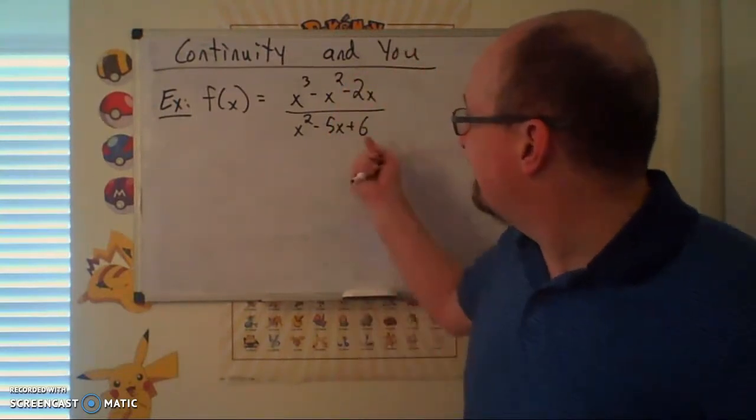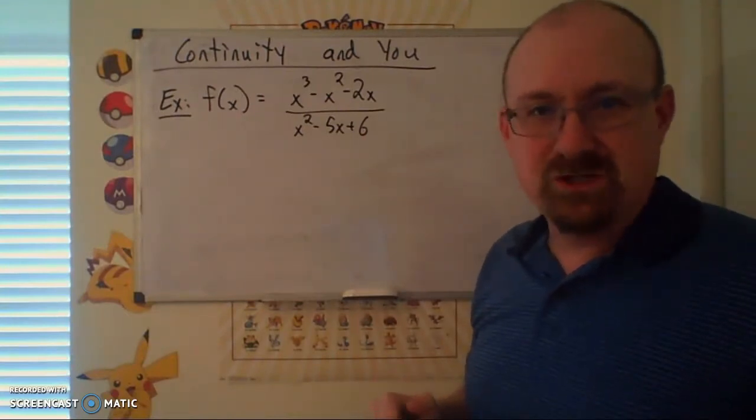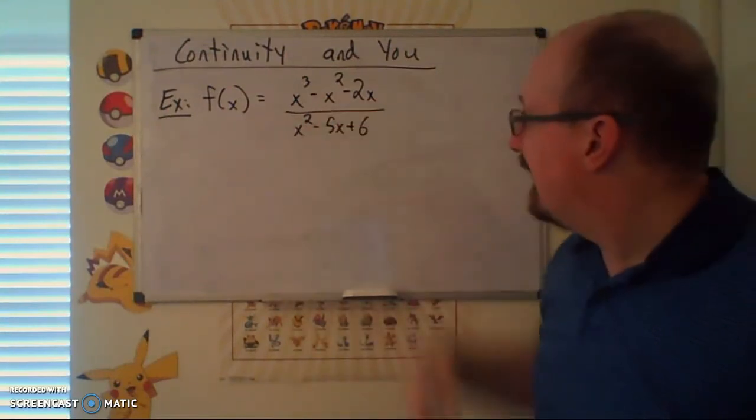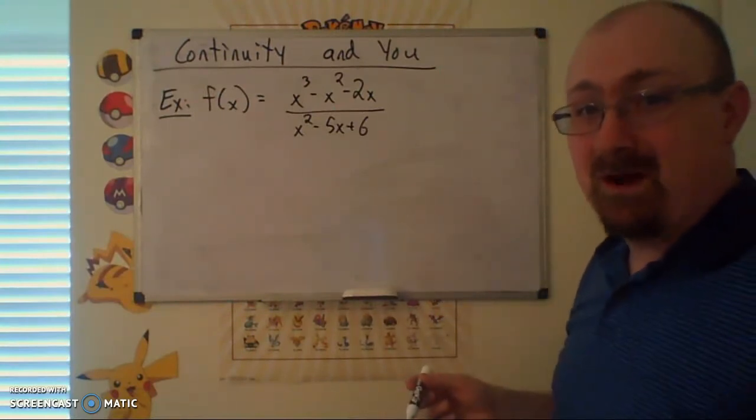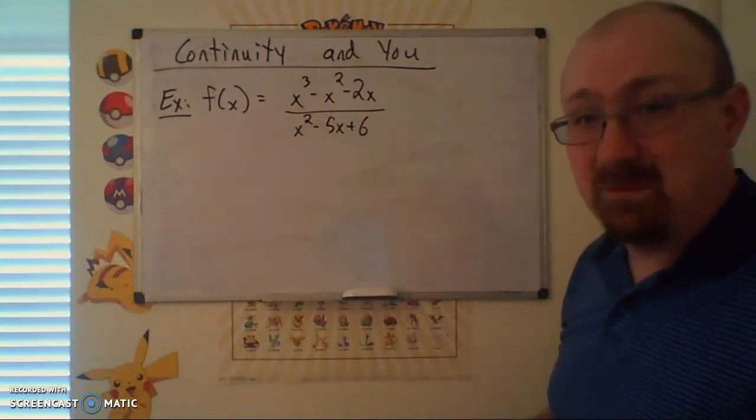So we've got this guy right here. It's a slightly more involved rational function than some of the ones we dealt with. We've got a third degree polynomial up top and a quadratic down below: x cubed minus x squared minus 2x, divided by the quantity x squared minus 5x plus 6.